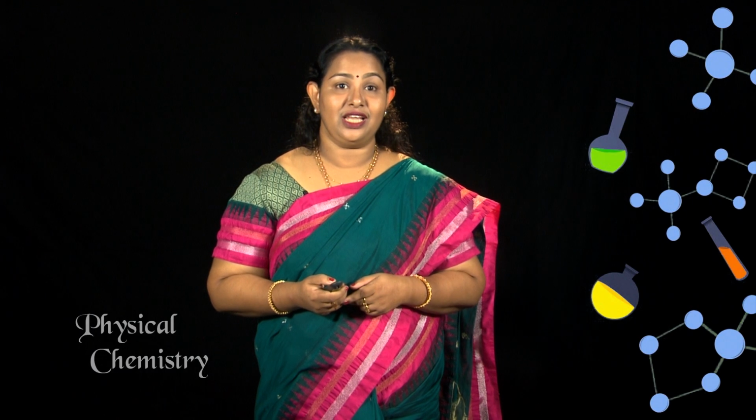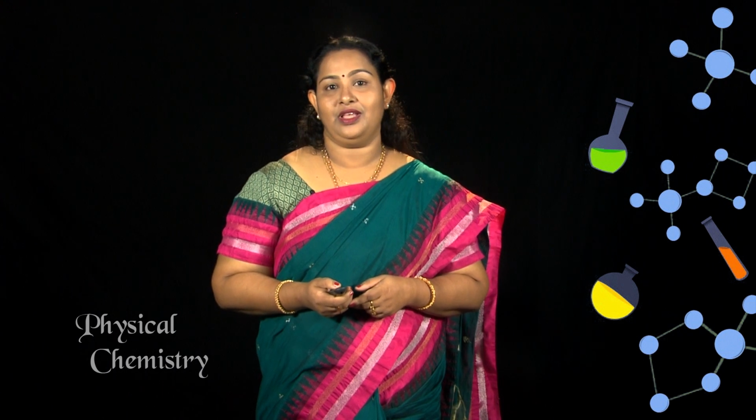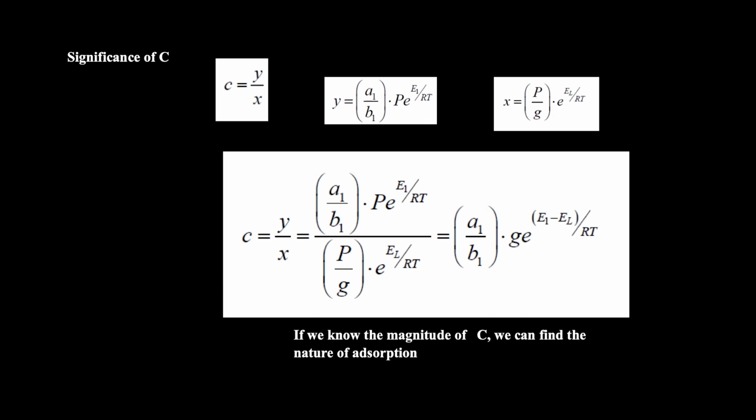Next, we can see the significance of C. It is a part of this derivation. C is equal to Y by X. Y is equal to A1 by B1 into P into e to the power E1 by RT. X is equal to P by G into e to the power EL by RT.